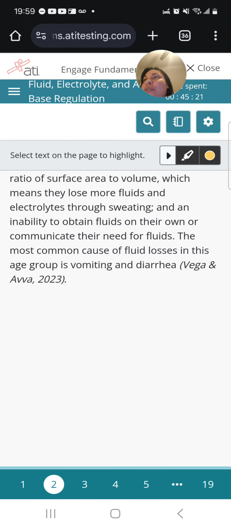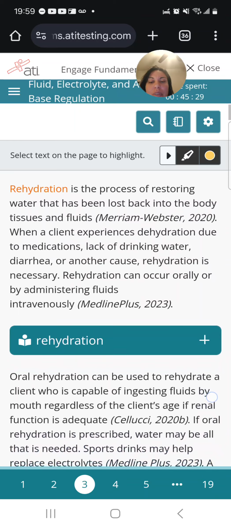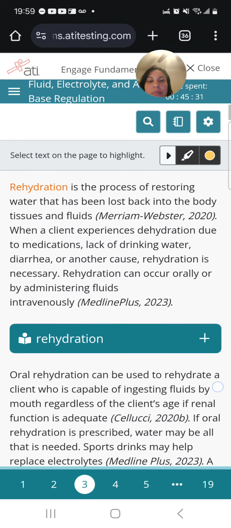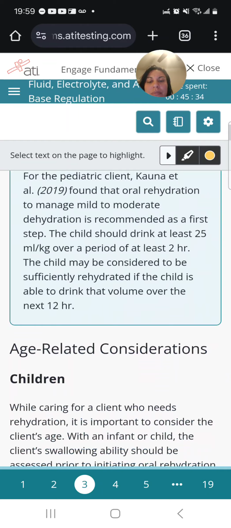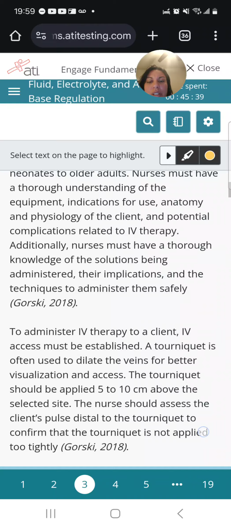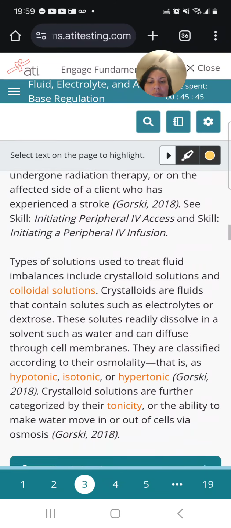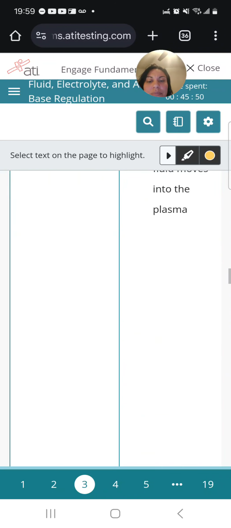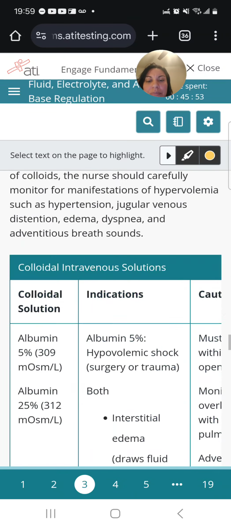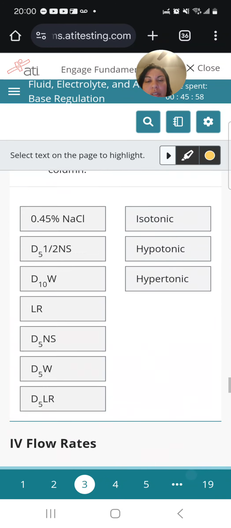Okay. I was hoping I could get through this. Hold on. Rehydration. Age-related. I'm checking to see if there's anything. We know the colloidal solutions. We should look at the blood volume. Let's just go through this.